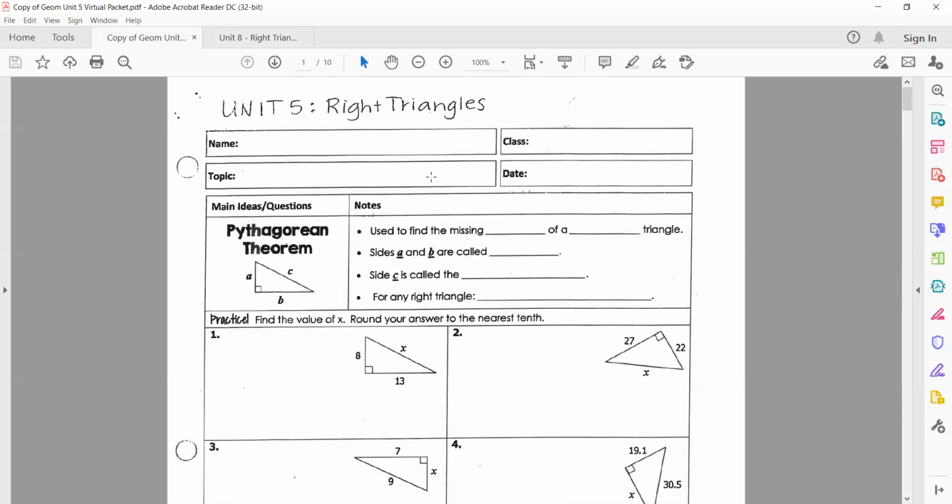So the handout starts off with the Pythagorean theory. The thing about the Pythagorean theory that you have to be cautious about is identifying which side is A and which side is B. If you're looking for missing side lengths, because that's what this is about. This Pythagorean theory is used to find the missing lengths, the missing sides of a triangle. Anybody know what the sides are actually called? Think about that for a second.